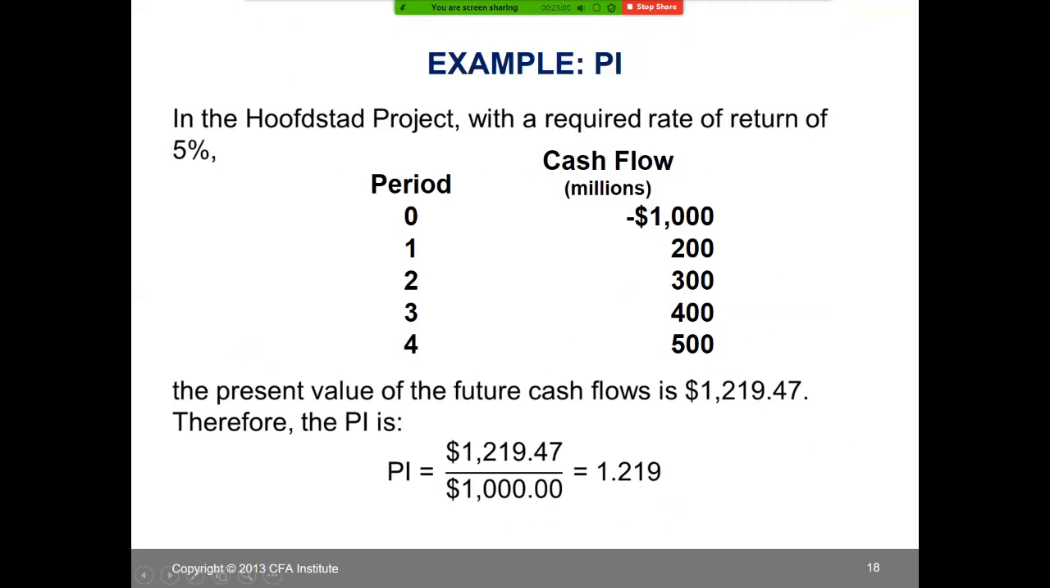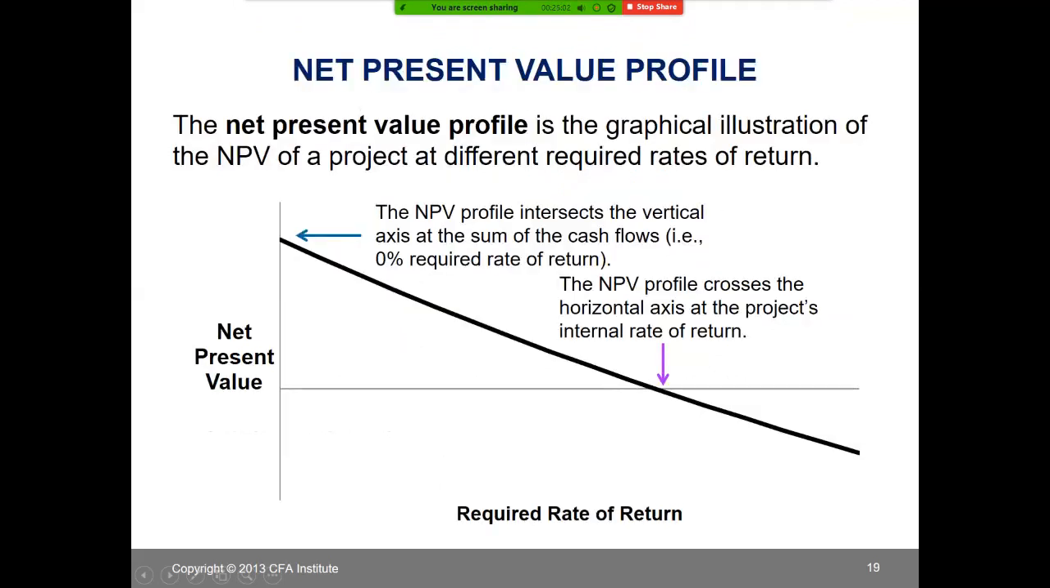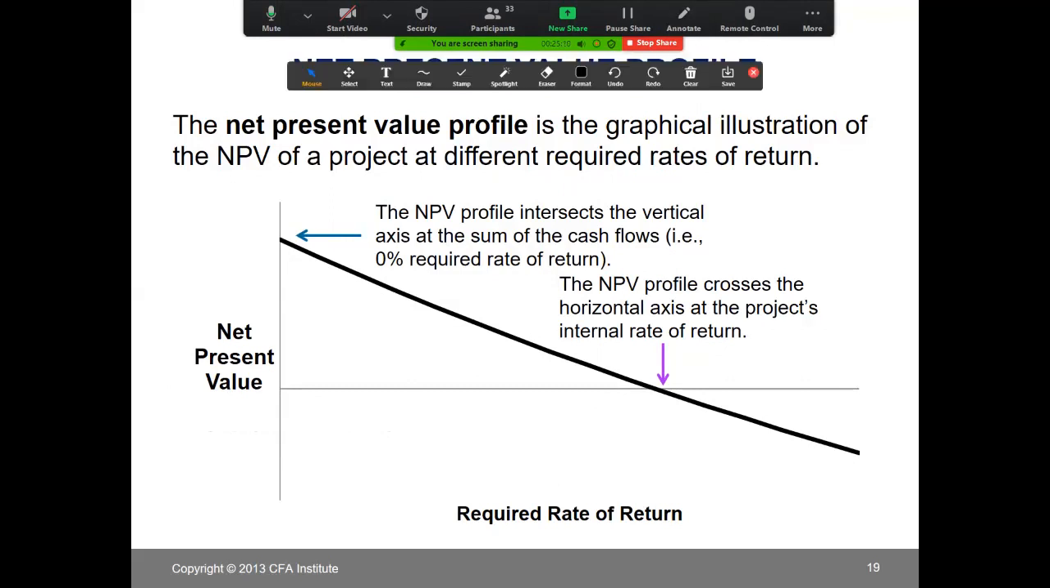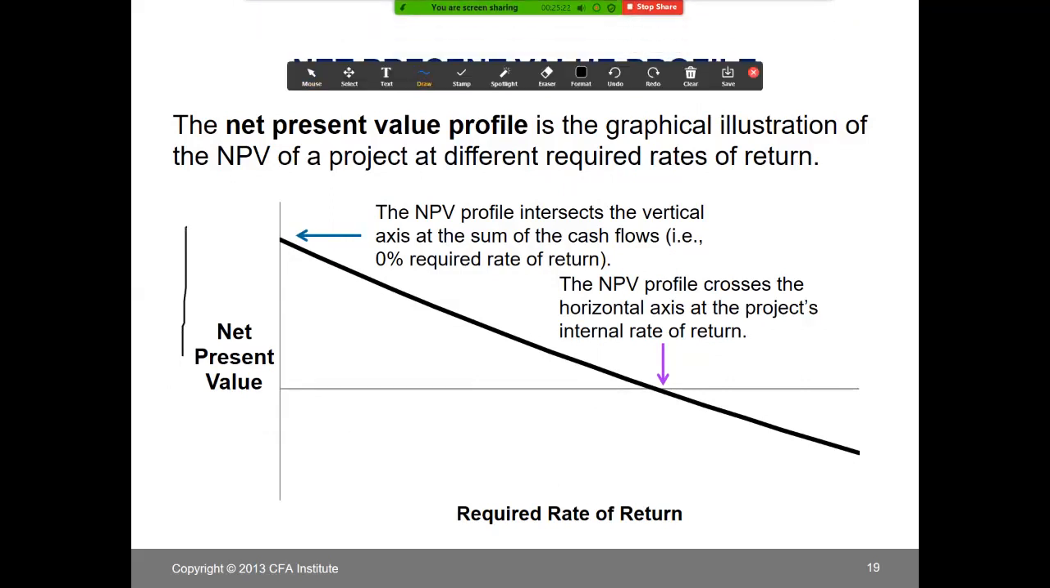So this was the calculation of the PI, profitability index. And now let us see the graphical illustration of the NPV, how the NPV is graphically illustrated for a certain project, but with a different discount rate. So on the x-axis, we have required rate of return. On the y-axis, we have net present value.